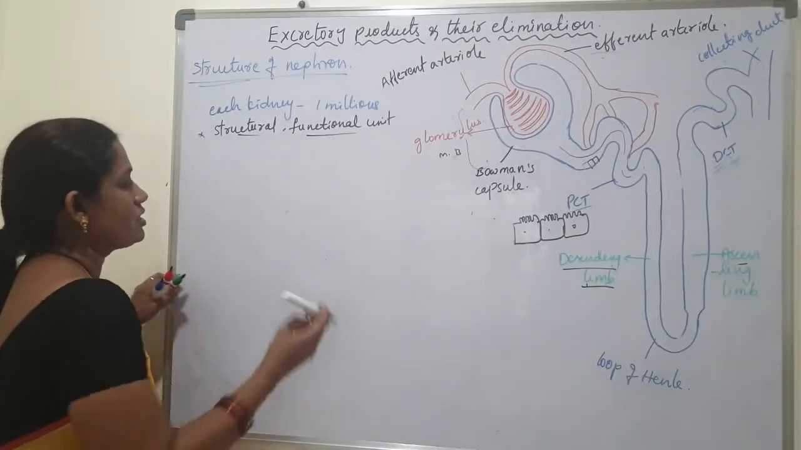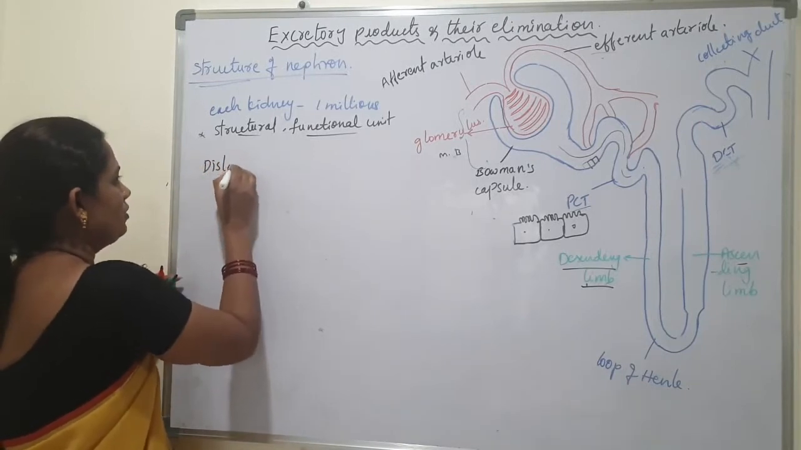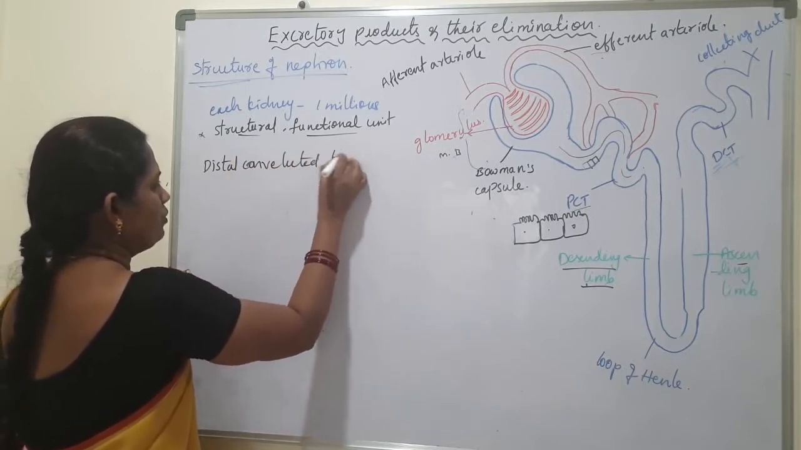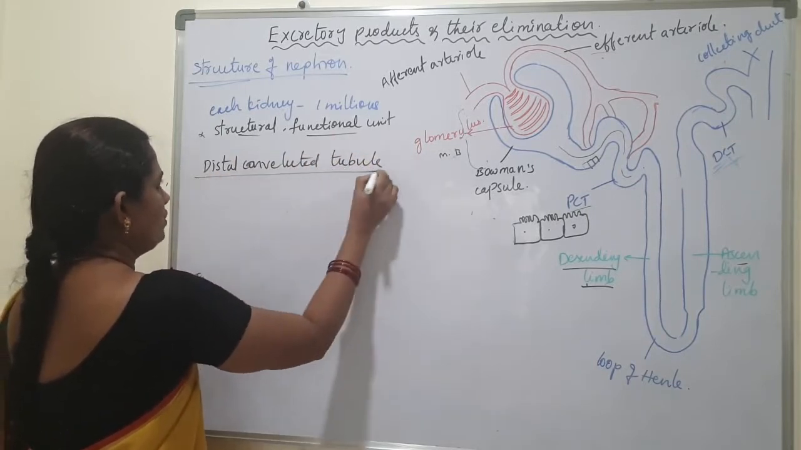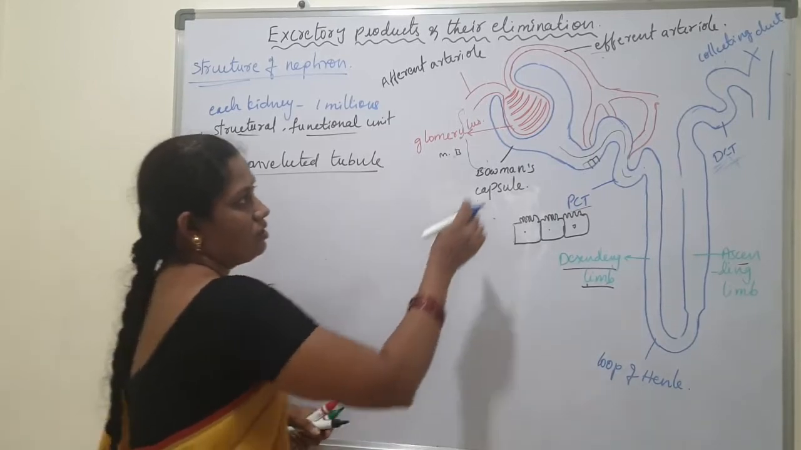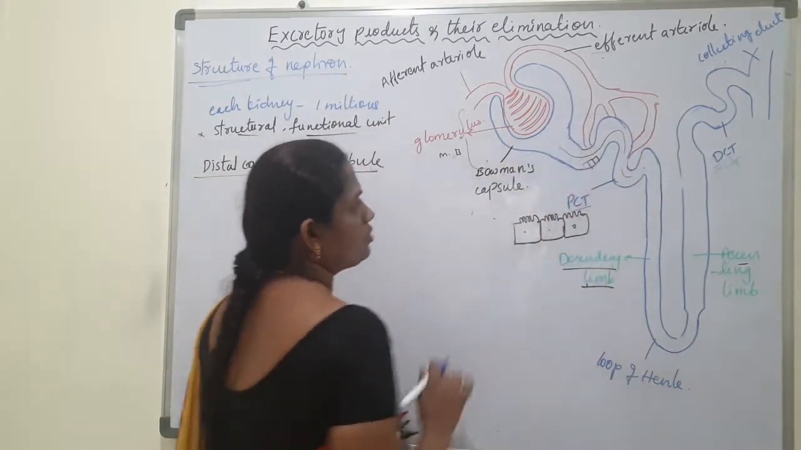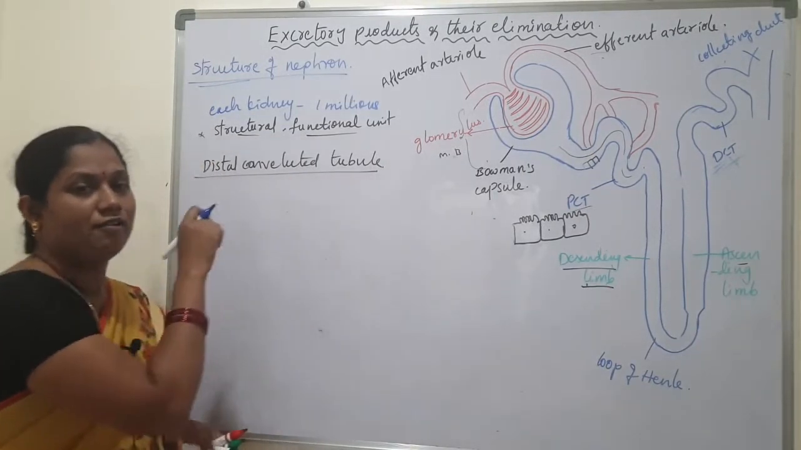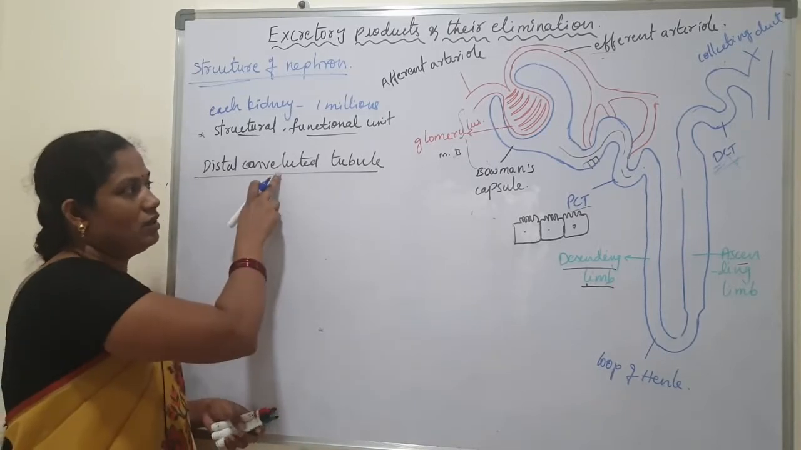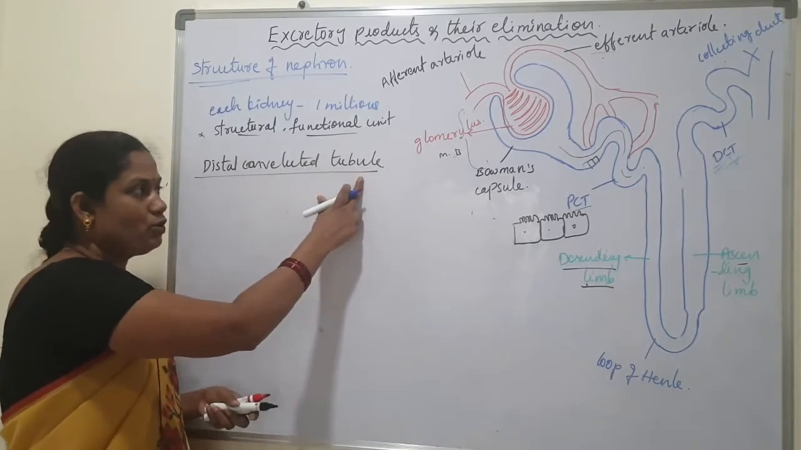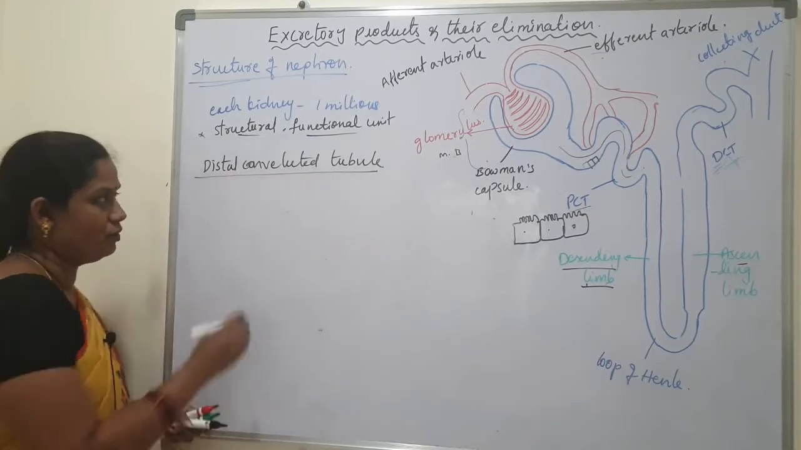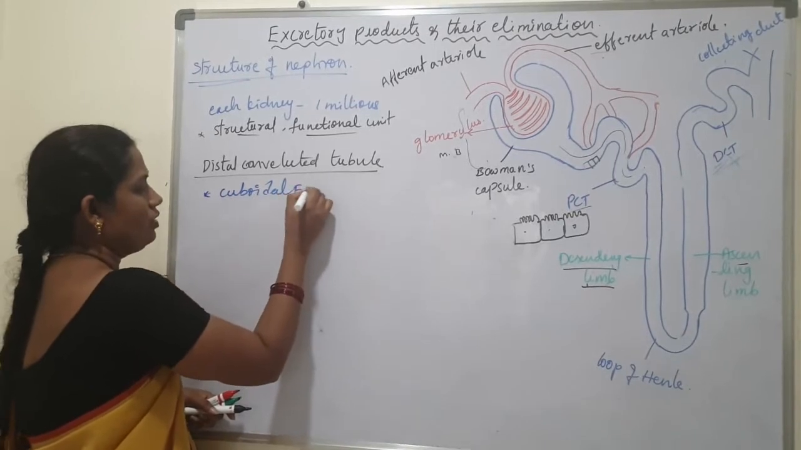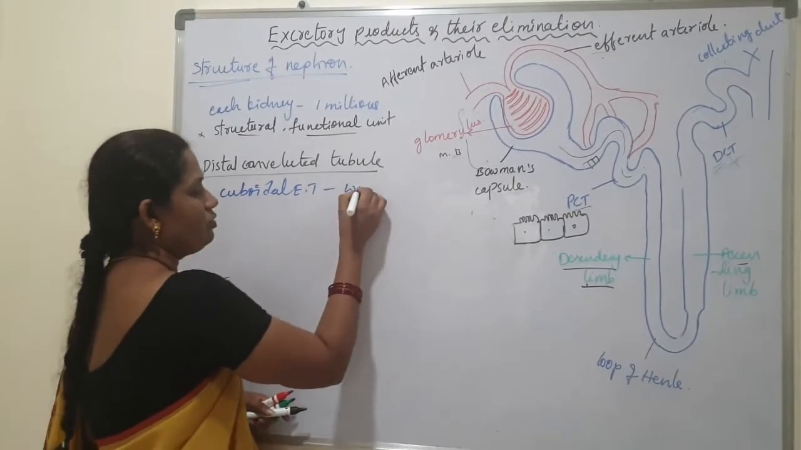Next, the distal convoluted tubule. Distal means it is away from the Bowman's capsule, that's why it is called distal. Again, convoluted means it is a highly folded structure. It is a tube-like structure, so tubule, distal convoluted tubule. This is also made up of cuboidal epithelial tissue, but without brush border.